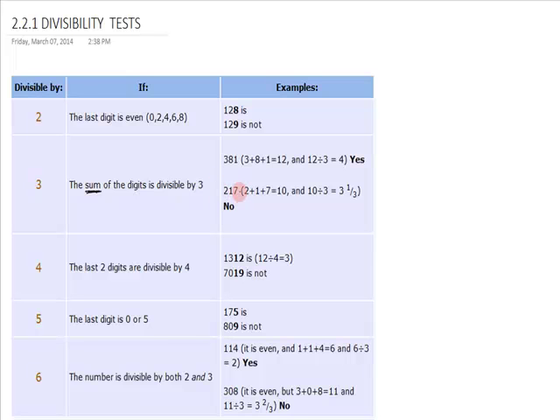217, let's add them up. 2 plus 1 is 3, plus 7 is 10. Is 10 divisible by 3? No. So neither is the big number. So if you add the digits and check that number and see if it's divisible by 3, that will tell you about the original number. Okay, 4.